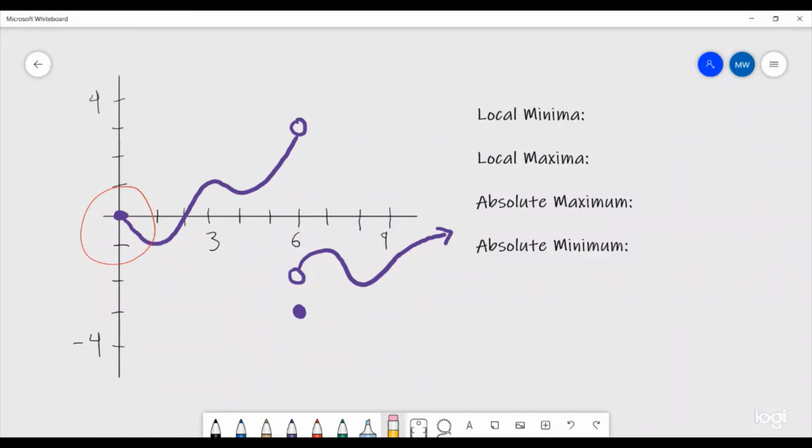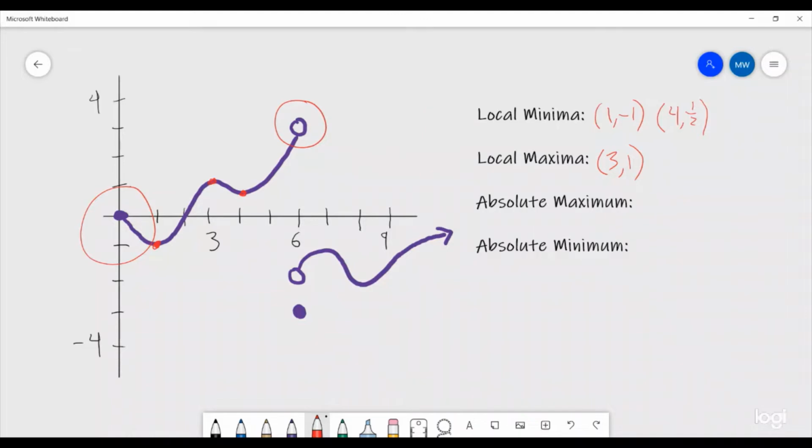Now let's go through and figure out where some actual local maximums and local minimums are. Well, one of them is going to be right here at the very bottom of this. So this is a local minimum, so that's going to be the point 1, negative 1. And then we have a local maximum here at about 3, 1. But then we have another local minimum right here at about 4, 1/2.